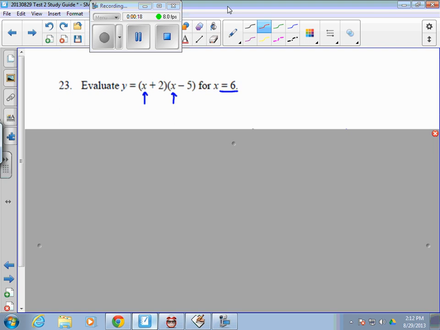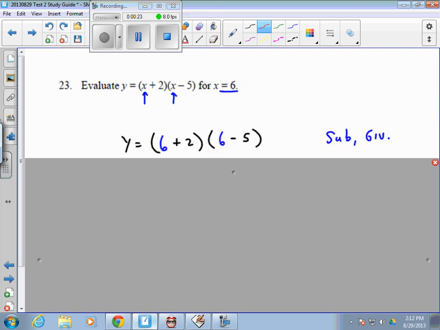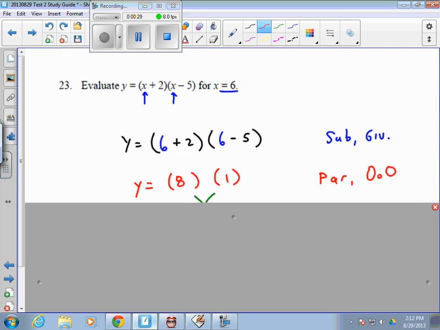So the first thing you need to do is, in place of both of the x's, plug in 6. So that's the first thing we did. Y equals 6 plus 2 times 6 minus 5. That's substituting in a given value. After that, we're going to do what's inside parentheses. 6 plus 2 is 8, and 6 minus 5 is 1. And again, order of operations tells us to do what's inside parentheses first.